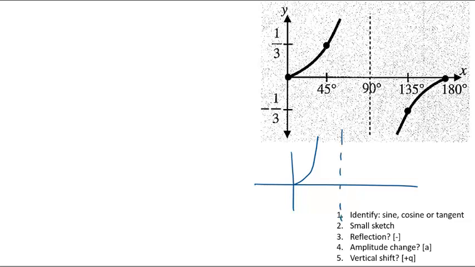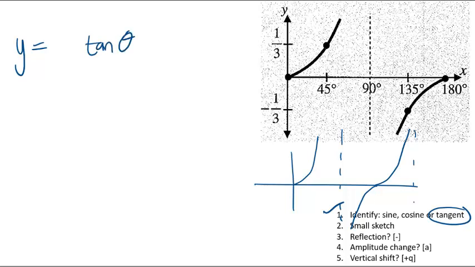Then I have an asymptote, then it does that, and it goes up, most probably asymptote. And already off the bat, I know that I've got a tangent graph. So the first thing I write is y is equal to tan of theta. I've done my small sketch. Let's insert my values. So I want to put number 1 there as the 45 degrees and negative 1 as 135 degrees.